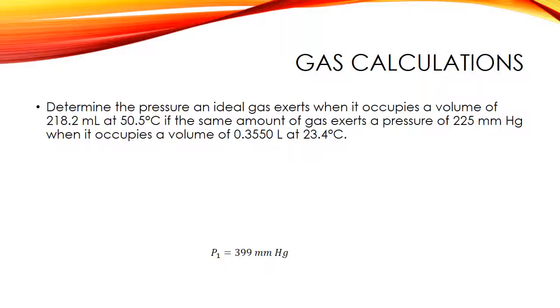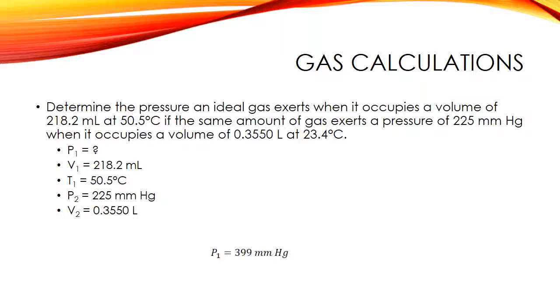Just listing everything that we are given here, we're asked to find P1, and actually you can see I already have the answer down here. Apparently I failed to animate that to have it show up last. We're asked to find the pressure, and we know at that pressure we're looking for, it occupies a volume of 218.2 milliliters, and its temperature is 50.5 degrees Celsius. And we're also told that if it exerts a pressure of 225 millimeters of mercury, so I'll call that P2 because it's a different scenario, it has a volume of 0.355 liters, and its temperature is 23.4 degrees Celsius. So this is a before and after problem, so we're going to want to use the combined gas law.